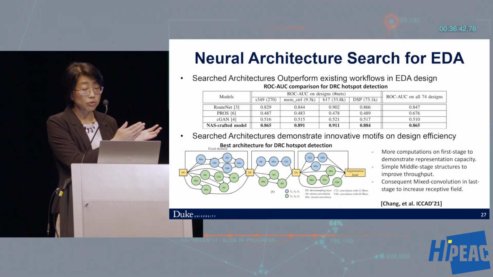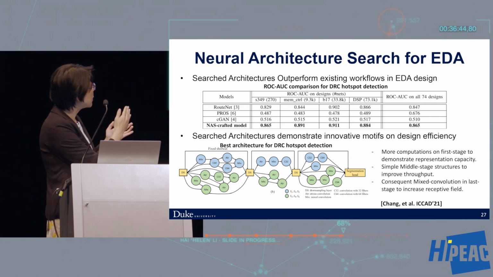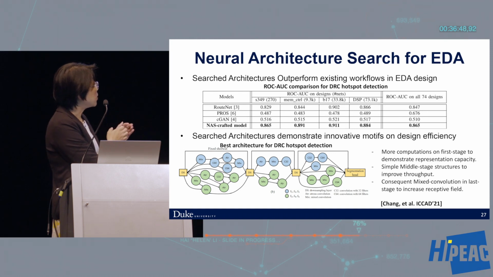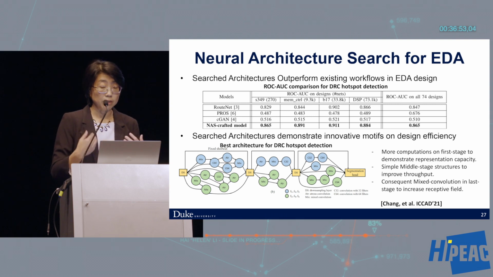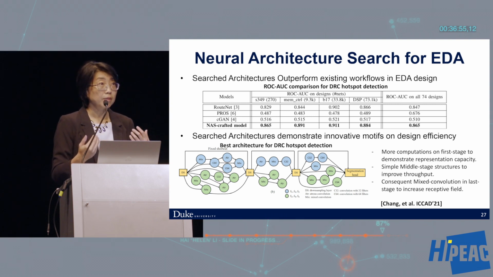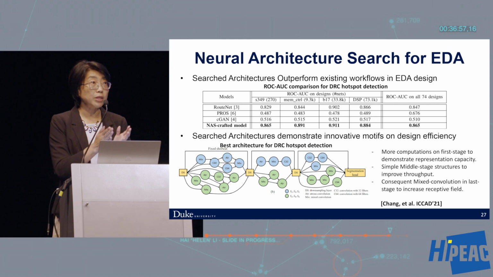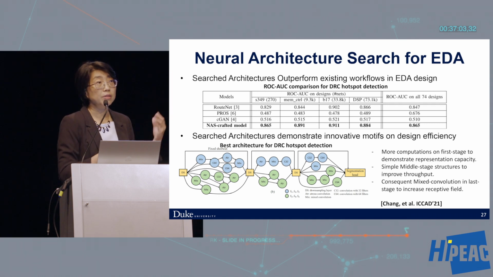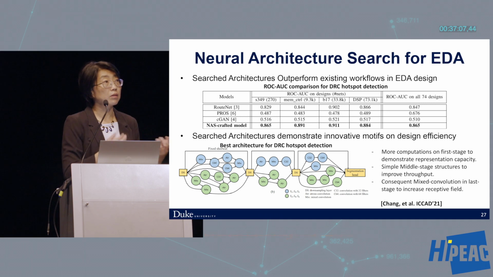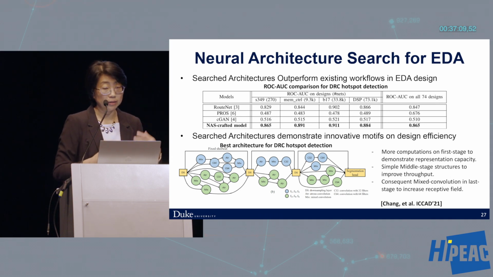And the middle stage structures are trying to improve the throughput. And then the last stage is a mixed convolution in order to increase the receptive field. So it's clear it demonstrates the functionalities across the layers, but for each stage, as you can see, it's way different from the traditional topology we construct from CNN or other networks.